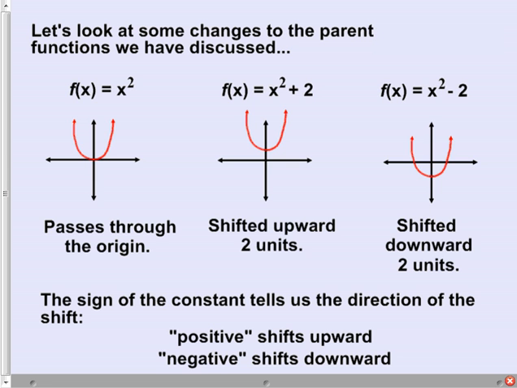Okay, so vertical shift is obviously referring to the y-axis. So a positive vertical shift moves us towards the positive y-axis. That's upward. Negative vertical shift moves us towards the negative y-axis. That's downward.